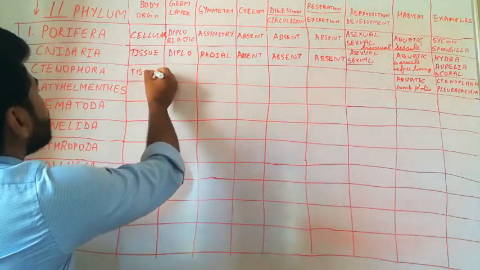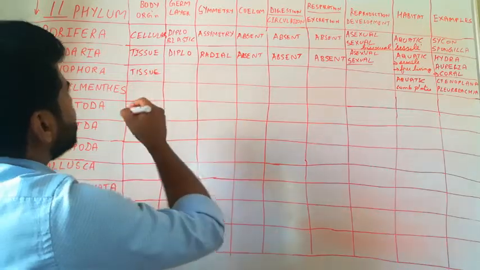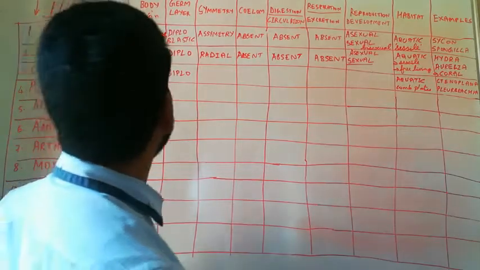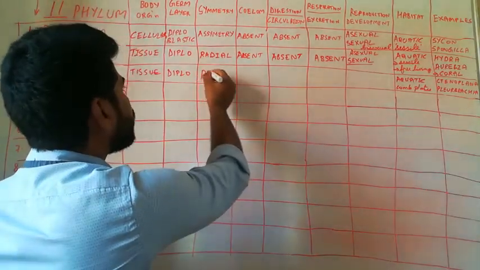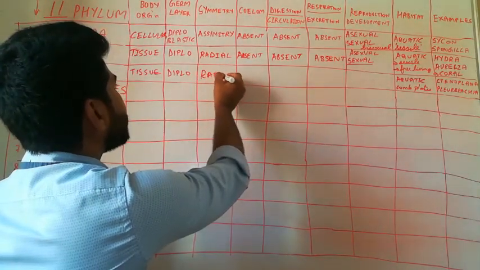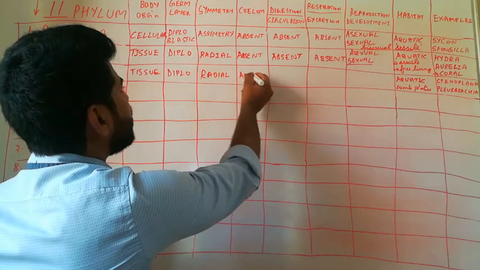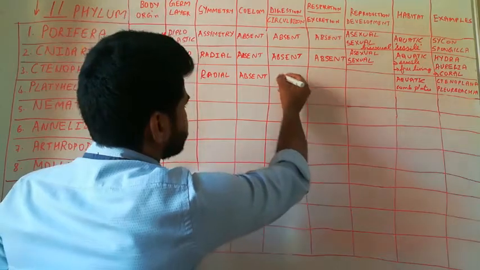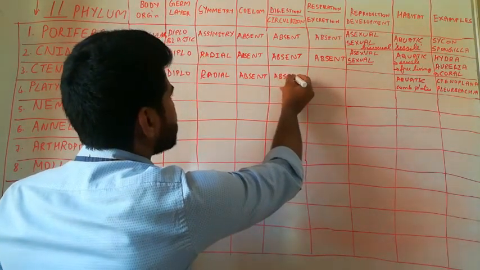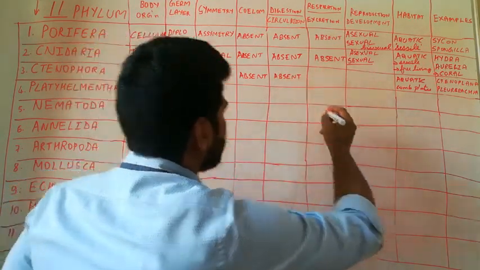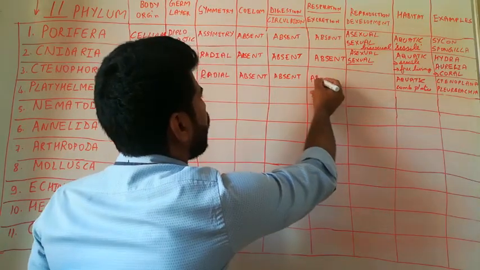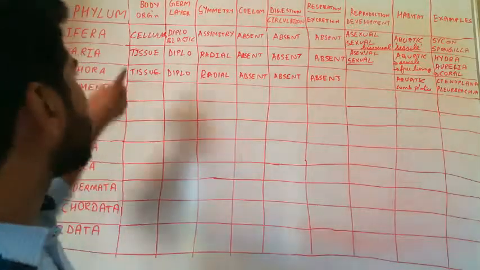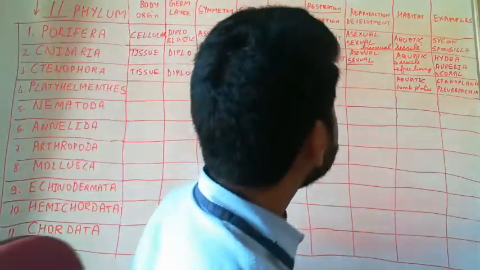The body once again shows tissue level of organization. There are two germ layers, diploblastic, and Ctenophora also exhibits radial symmetry and coelom is absent. Specialized organs for digestion, excretion, circulation and respiration are also absent. So organs are not present because only tissues are seen.